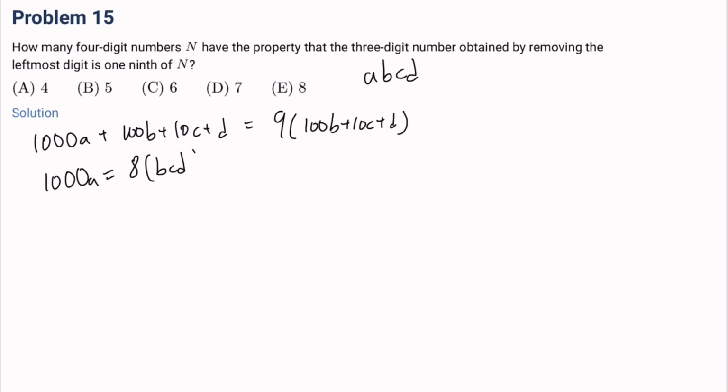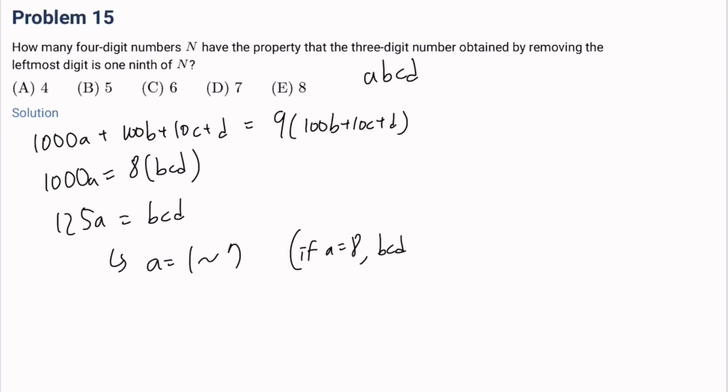right? And so since 1000 is divisible by 8, that means 125a equals bcd, right? And so a can be all the values from 1 to 7, and not 8, because if a is 8, bcd would have to be 1000, and that is not possible, right? So that's why a cannot be 8. So a is all the numbers from 1 to 7. This is 7 numbers. So the answer is 7. It's D.